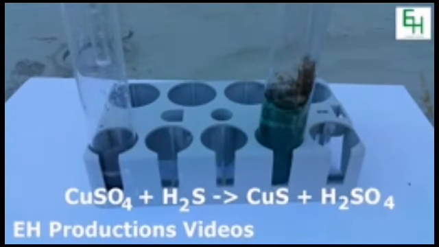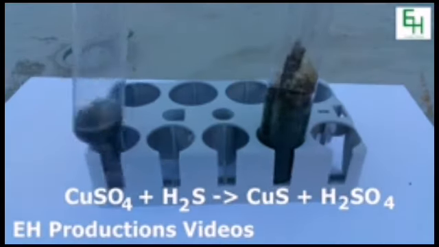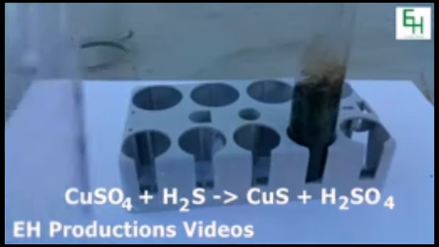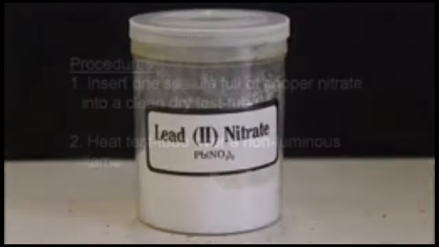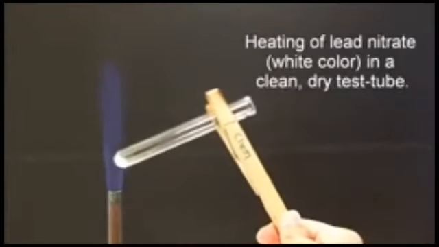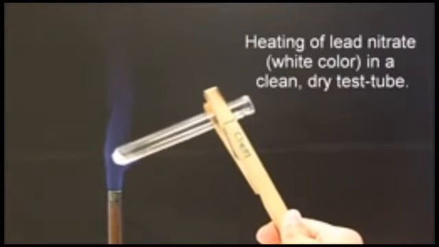That means copper sulfate reacts with hydrogen sulfide, and a black colored substance is formed. That black colored substance is copper sulfide, and sulfuric acid is also formed. Clear now? Next example, lead nitrate. Lead nitrate is white in color. This lead nitrate is heated strongly.